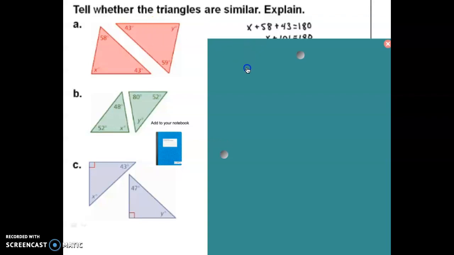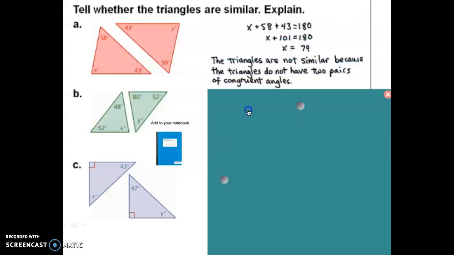All right, so let's take a look at A. So A here, the triangles are not similar because the triangles do not have two pairs of congruent angles. When we take a look at this first one and we add 43 and 58, we get 101, and we have X equaling 79. So we have a 43 and a 43, but a 58, no, we don't have the same angles. So we can't say that they are similar.